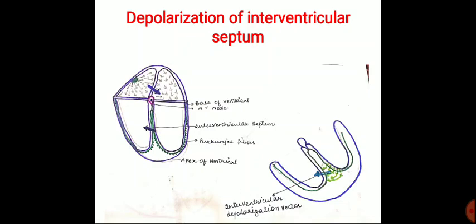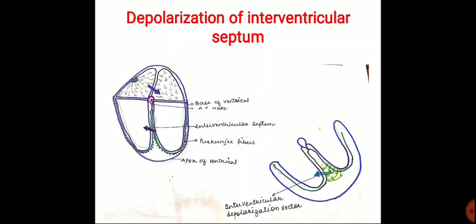In the ventricle, depolarization occurs in three phases. First, depolarization occurs in the interventricular septum. Second, depolarization occurs in the whole part of the ventricle. Third, depolarization occurs in the basal part of the ventricle. As in the diagram, there is the interventricular septum, Purkinje fibers, the base of the ventricle and the apex of the ventricle. The base of the ventricle is at the upper side, and the apex is at the downside.